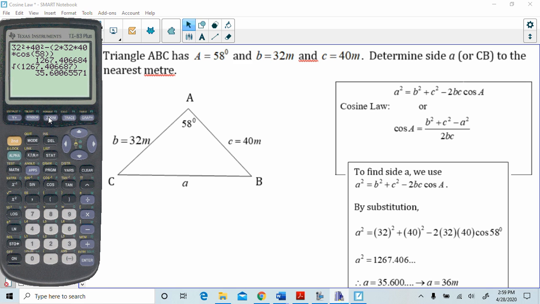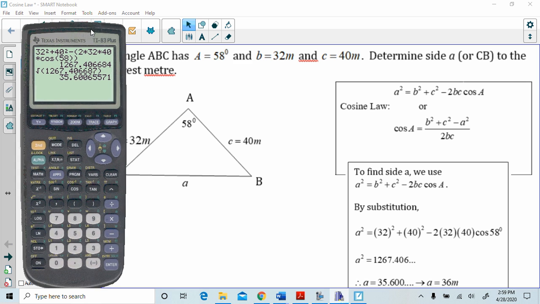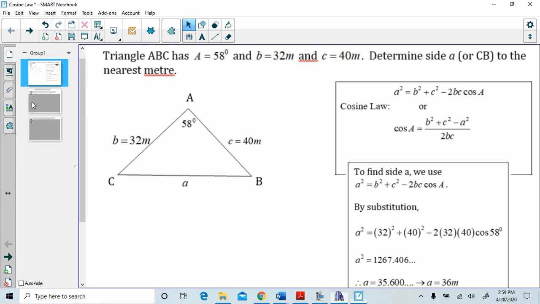Also, if you don't get that answer for some reason, check your mode. I'm in degree mode, and for this question, we should be in degree mode. So if for some reason you're stuck on radians, just go into here. So that was mode, hit to the right, hit enter, make sure it's in degrees, and then back out. Okay, so we do get that 35.6 rounded to 36 meters. Moving to the next part.